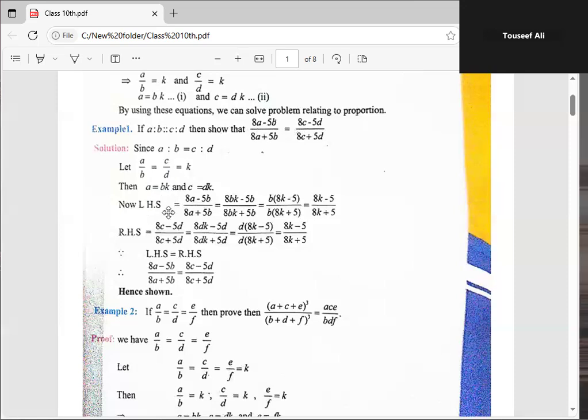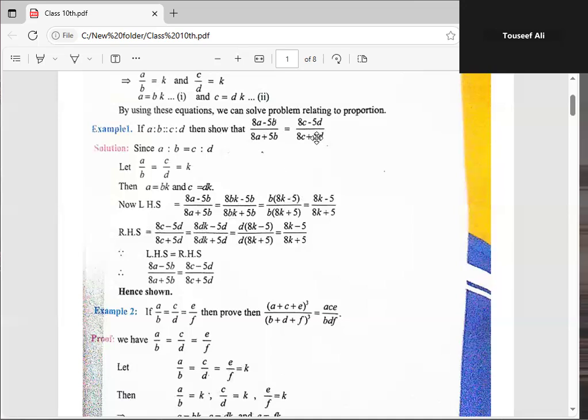First we consider the left hand side, which is 8a minus 5b divided by 8a plus 5b. In this left hand side we will replace the value of A, which is BK, and the value of C, which is DK. In place of A we replace BK. Hence 8BK minus 5B divided by 8BK plus 5B equals B into 8K minus 5 divided by B into 8K plus 5. B and B cancel each other. The remaining term is 8K minus 5 divided by 8K plus 5, which is the solution of the left hand side.